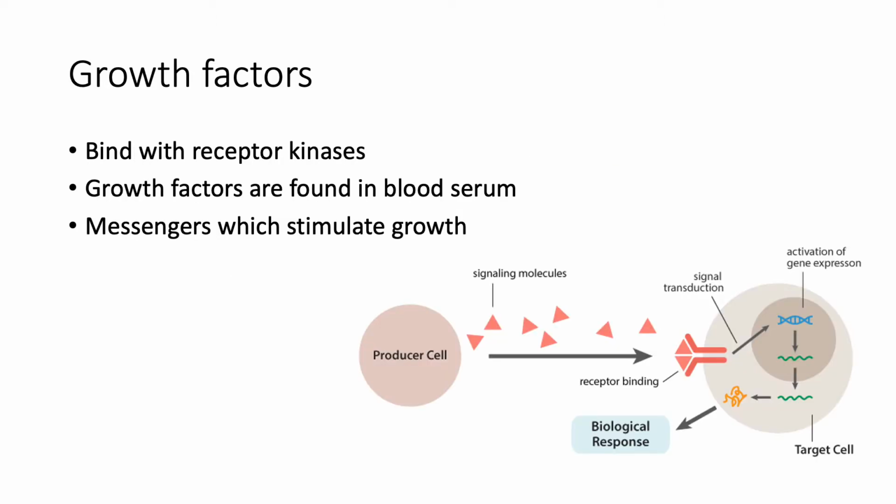a little bit more about growth factors. They bind with receptor kinases, which you can see in the photo. They are the red Y-shaped object, and growth factors are like the triangle ones that are labeled signaling molecules, and they are found in blood serum, and they're basically just messengers which stimulate various growths.